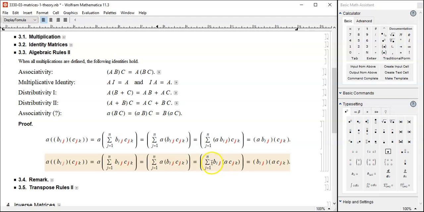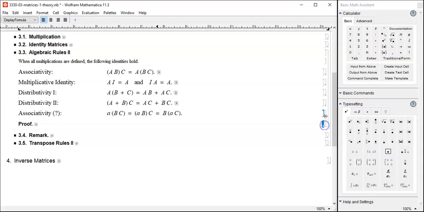Anyway, so Bij times A times Cjk. A times Cjk, this thing is actually scalar multiplication of the matrix C. So A times C is here, and then this is matrix B. Look at the index again, Ij, Jk. Do you see this is matrix multiplication? J's are common. Okay, all right.